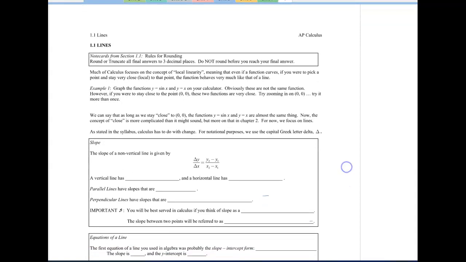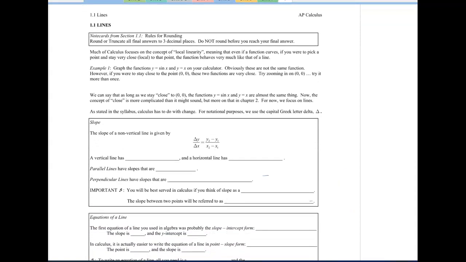So, for example, if I graph the functions of y equals sine of x and y equals x on a calculator, these are obviously not the same function. However, if we stay very, very close to the point of 0, 0, these two functions are very close. So, if you don't believe me, let's go zoom in on 0, 0.